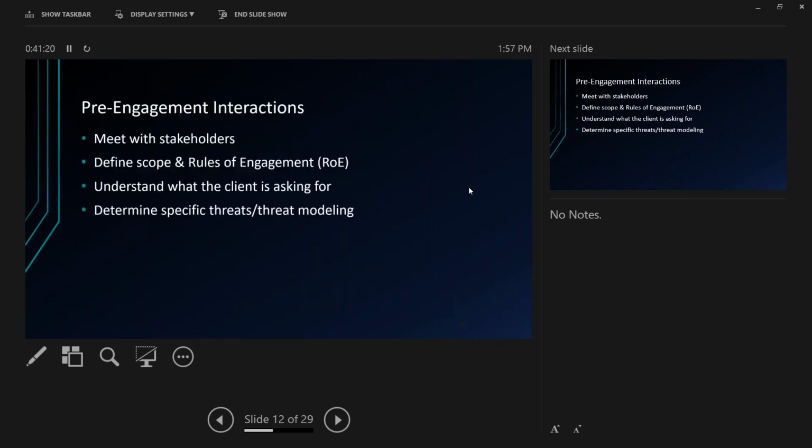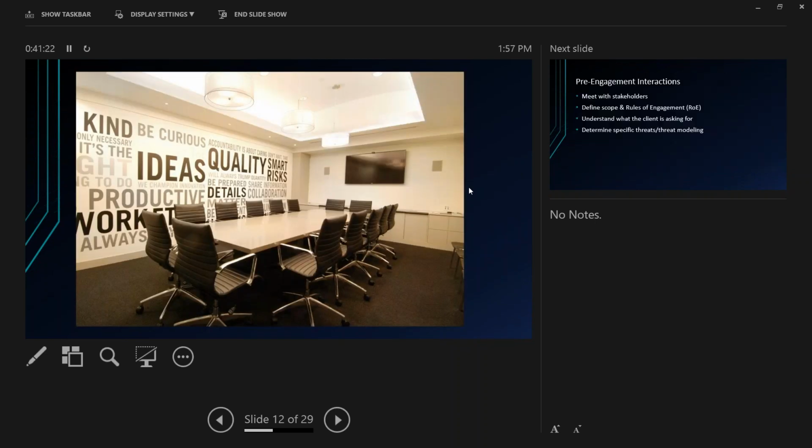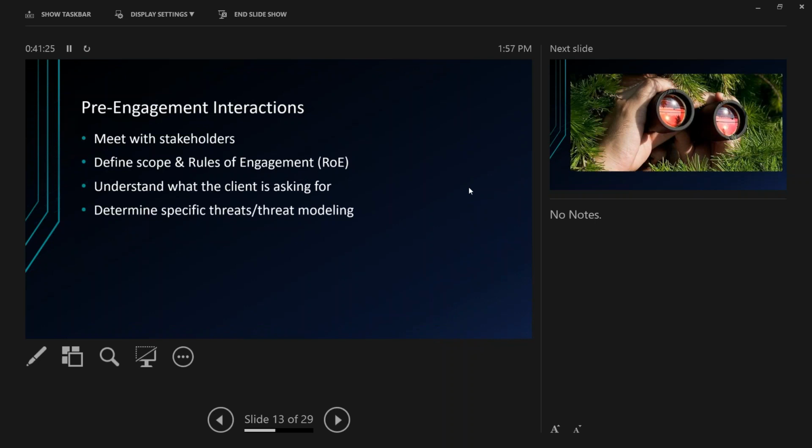So first step, enumeration, pre-engagement, right? So meeting with stakeholders, define the scope. There's something called scope. A lot of times there's some customers that want to limit what you're trying to do, and they're like, you can't touch this IP address, you can't touch this, you can't touch this. Here, I just want you to test this one system.